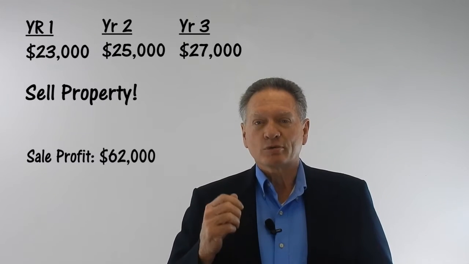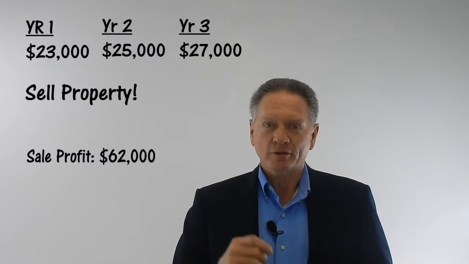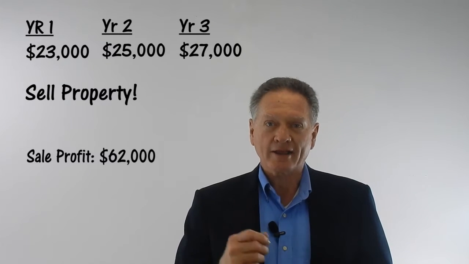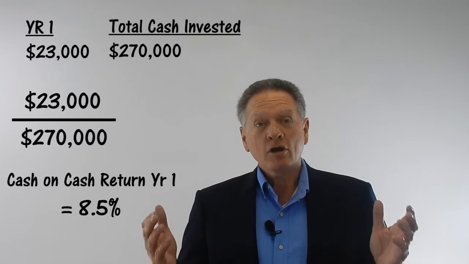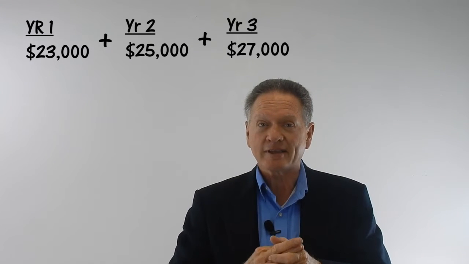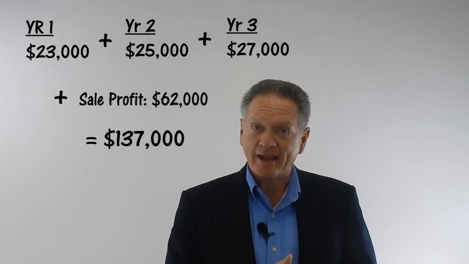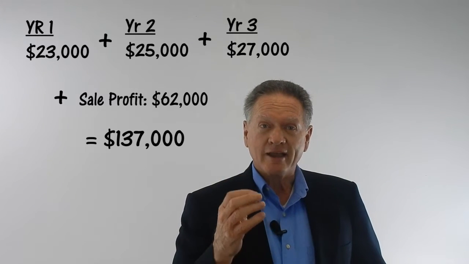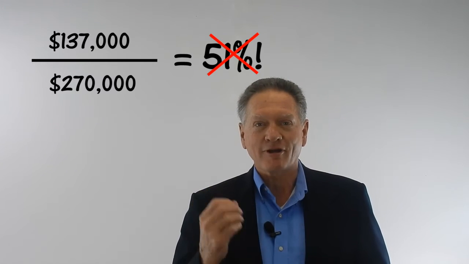Many times when you see someone referring to cash-on-cash return, they're only talking about the first year. So in this example, let's look at year 1. The cash return was $23,000, and you divide that by the total amount of cash you invested, which was $270,000, and you'd get 8.5%. But over the 3-year period, you received what? A total of $23,000 plus $25,000 plus $27,000 plus $62,000 upon the sale of the apartments. So that's $137,000. So you take the $137,000, divide that by $270,000, and you get 51%, which sounds great, but I'm sorry, that's the wrong answer.